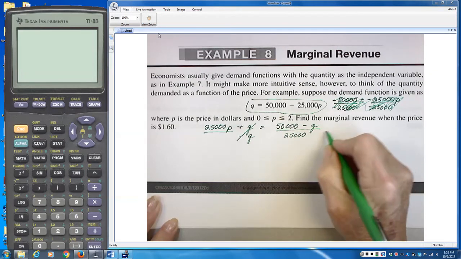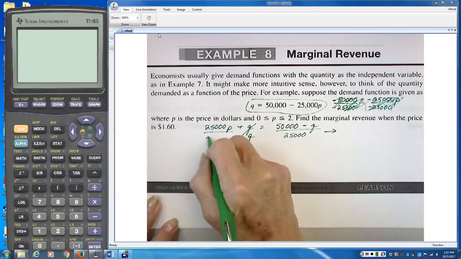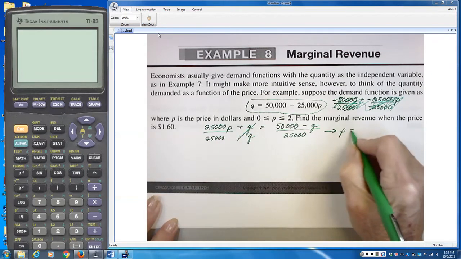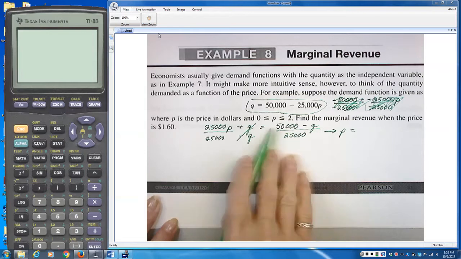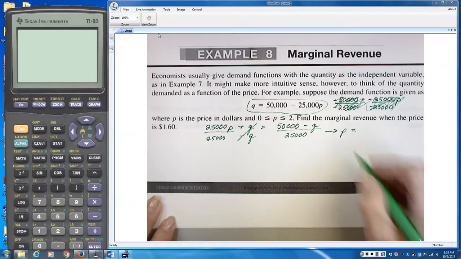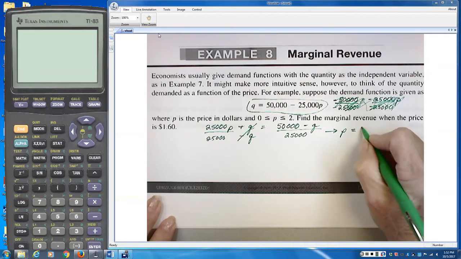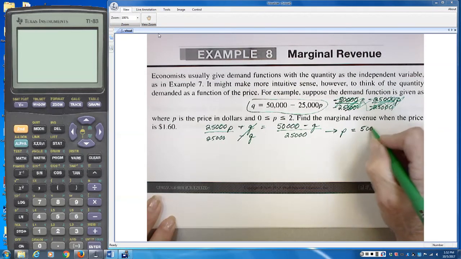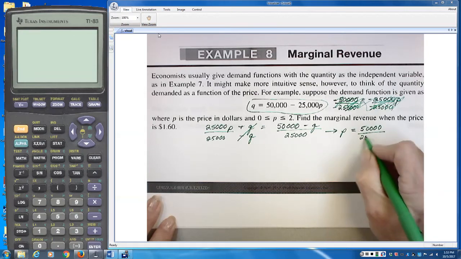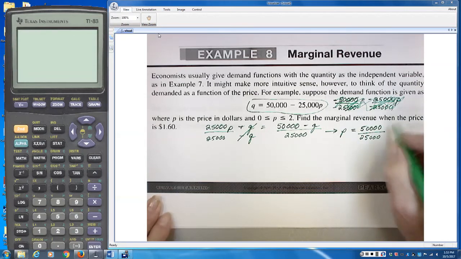But what you need to remember from there is that once you divide that 25,000 off, it's over both of these, so you have to be careful and actually divide both terms. So 50,000 over 25,000 minus Q over 25,000.